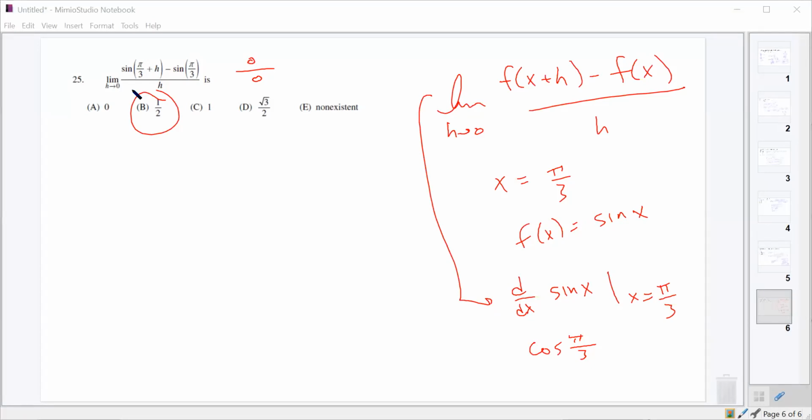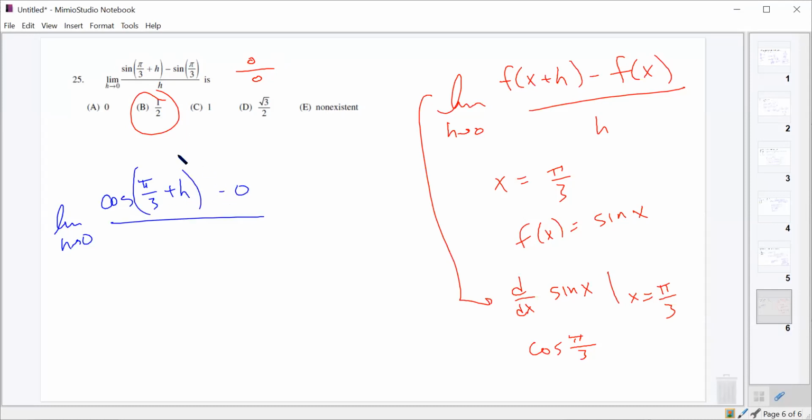The other thing we could do is, since we knew that it was 0 over 0, we could use L'Hopital's rule. If we take the derivative of sine of pi over 3 plus h, that becomes the cosine of pi over 3 plus h. And we'll still have our limit in front. The derivative of sine of pi over 3, well, sine of pi over 3 is just a number, so the derivative of a number is just 0. And then the derivative of h is just 1. And as h goes towards 0, this again becomes the cosine of pi over 3.